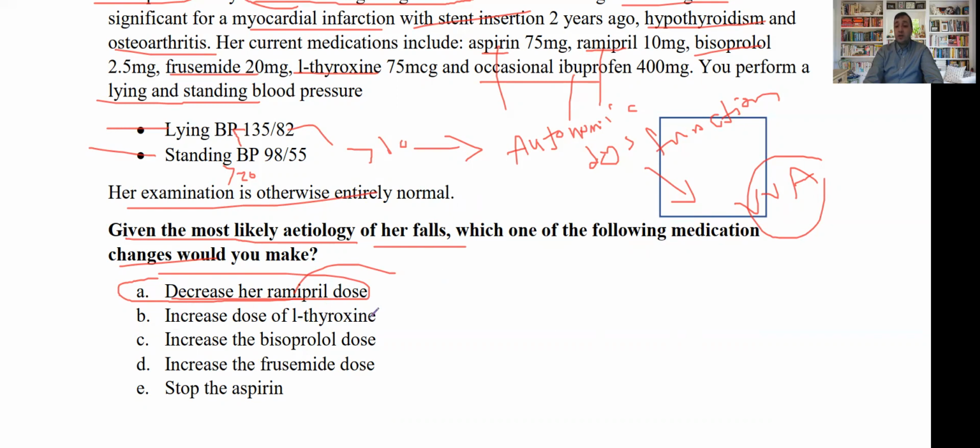Increase the thyroxine dose, this is wrong. Increase the bisoprolol dose, this is wrong. A side effect of bisoprolol, or beta blockers in general, is that it can cause vasoconstriction, it can help with autonomic dysfunction. Increase the furosemide dose, this is wrong, and stop aspirin, this is wrong. So the most appropriate is option A.